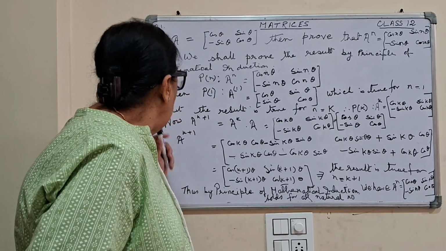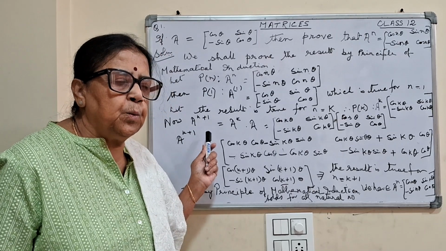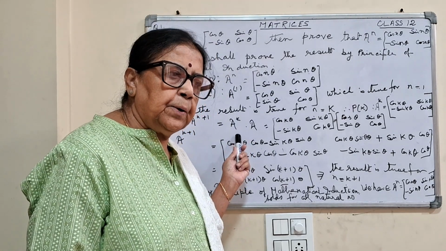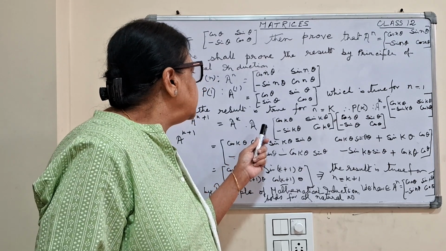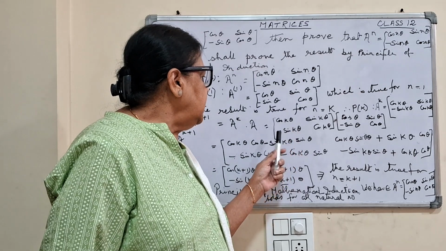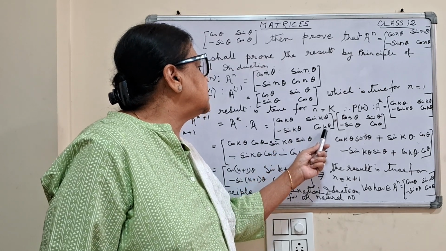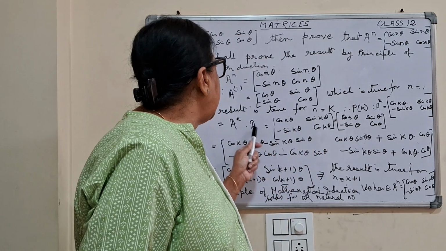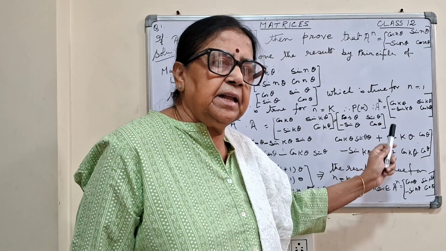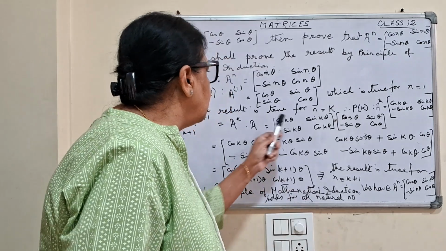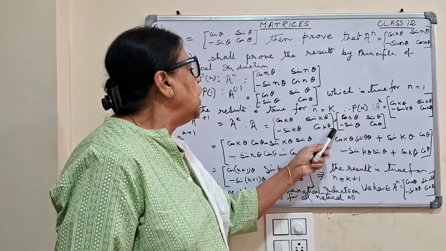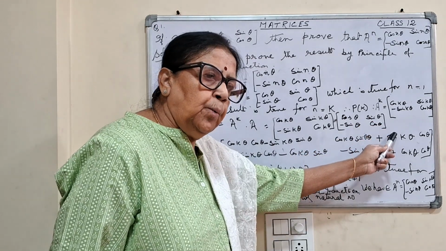So now A raised to the power k plus 1, we will write as A raised to the power k into A, which is [cos k theta, sin k theta; minus sin k theta, cos k theta] into A. A is what? [cos theta, sin theta; minus sin theta, cos theta]. So this is eligible for multiplication because this is 2 by 2 and this is also 2 by 2.